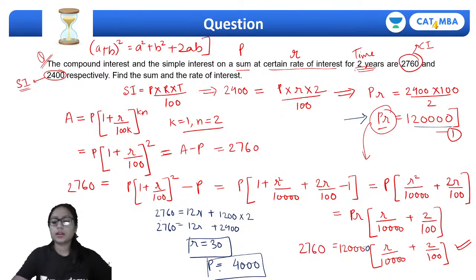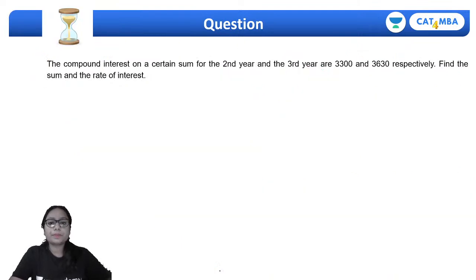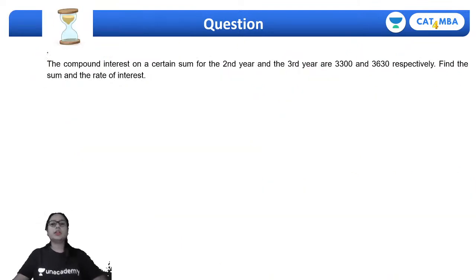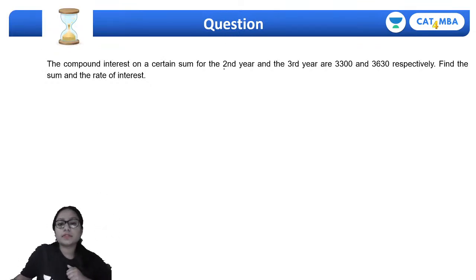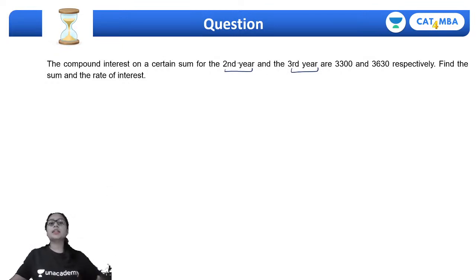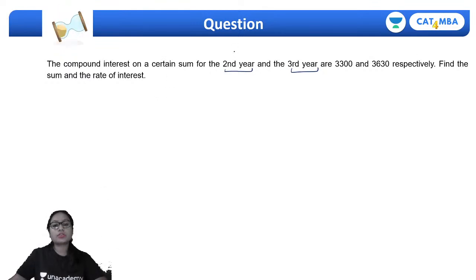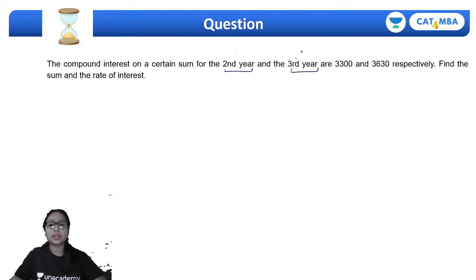Okay, let us continue now. So this is a question. Let us try to solve this question. Again, in this question, it is given that the compound interest on a certain sum for the second year and third year. Again, this is second year for 1 year, not for 2 years or 3 years. So this is also the compound interest for 1 year, and this is also the compound interest for 1 year, that is third year. And these are the values given to me. We have to find the sum and rate of interest.